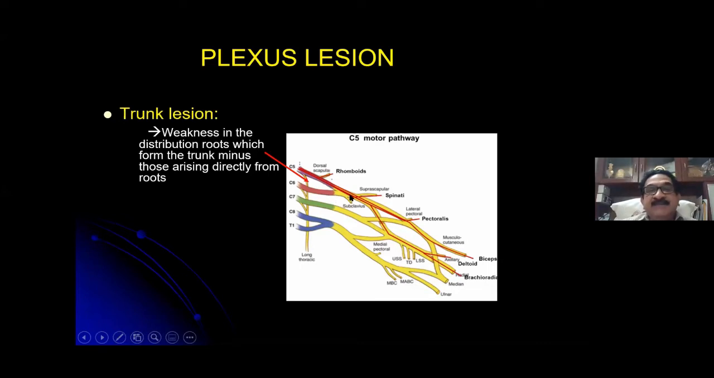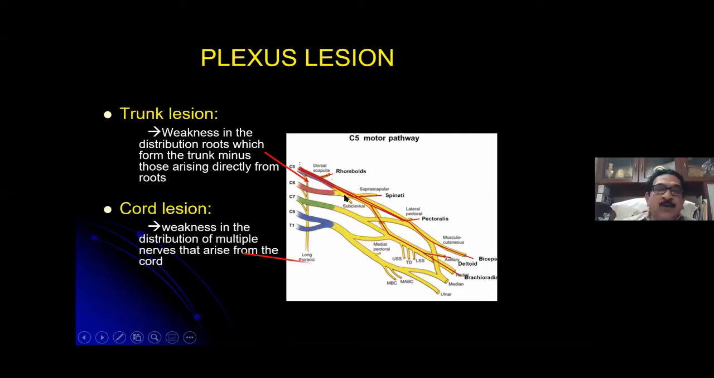So it exactly mimics that root, but these two muscles will be spared in a trunk lesion. On the other hand, when you diagnose a cord lesion of the brachial plexus, it does not conform to the pattern of a root at all, because there is a plexus where some fibers go to the posterior division, some go to the anterior division. So here the pattern is that of the muscles, the nerves which arise from the particular cord. For example, if you want to diagnose a medial cord lesion, it should be affection of the ulnar nerve, the medial division of the median nerve, the medial cutaneous nerve of the forearm. So that pattern it will take.